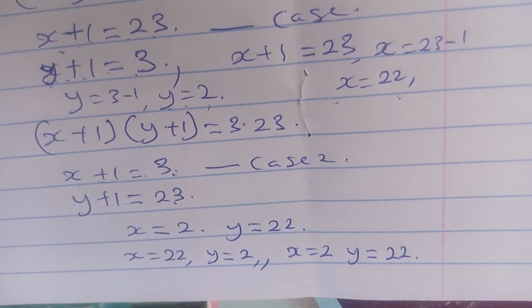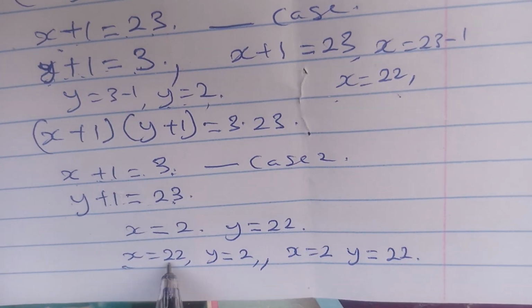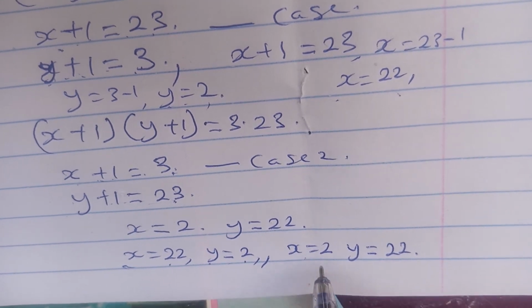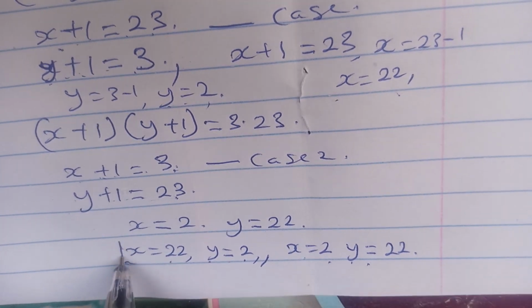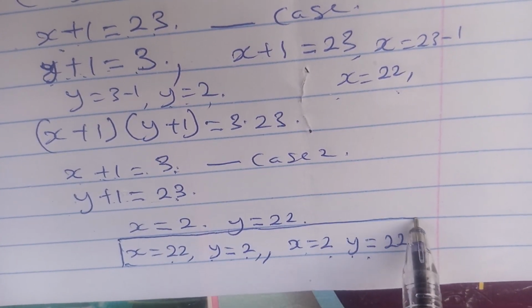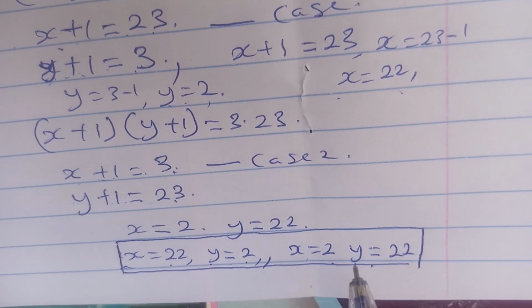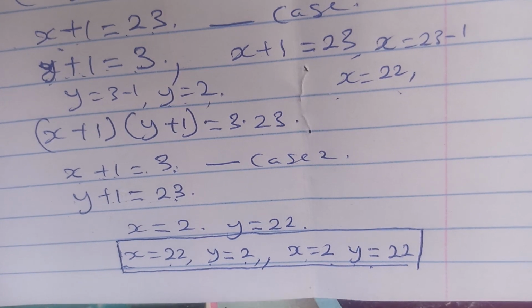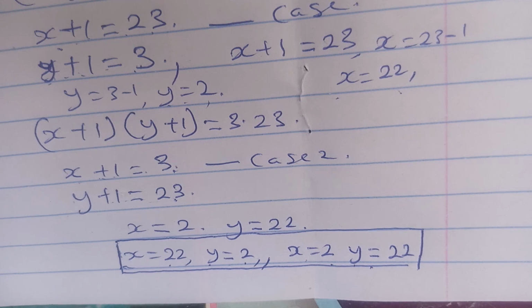So these are our values for x and y. In case 1, x is equal to 22 and y is equal to 2. Then in case 2, x is equal to 2 and y is equal to 22. If you substitute all these values into our previous equation, you are going to see that it gives us 68. So let's try it out.